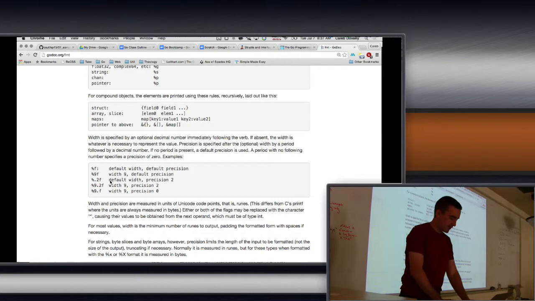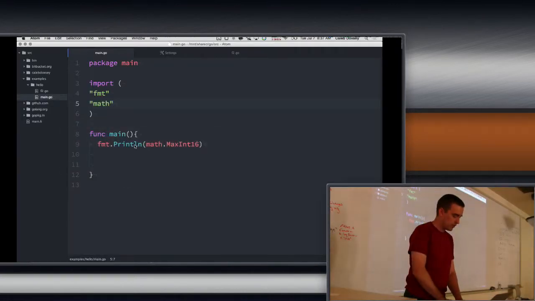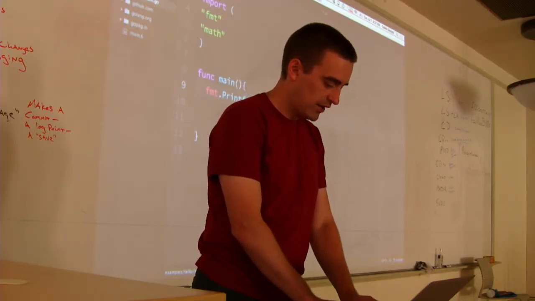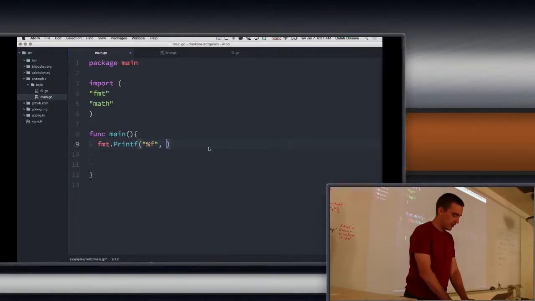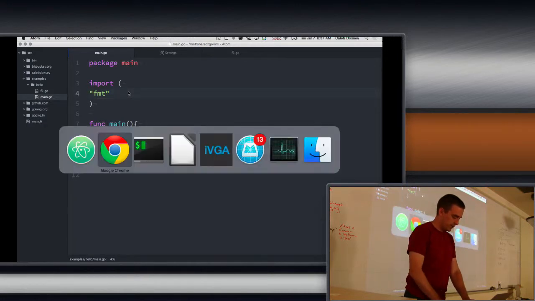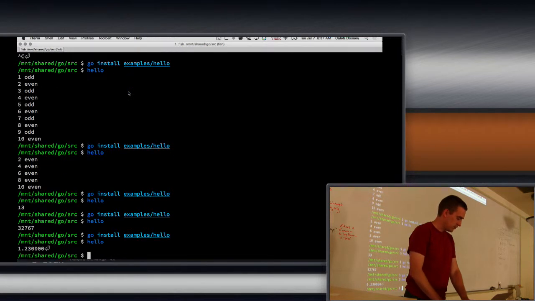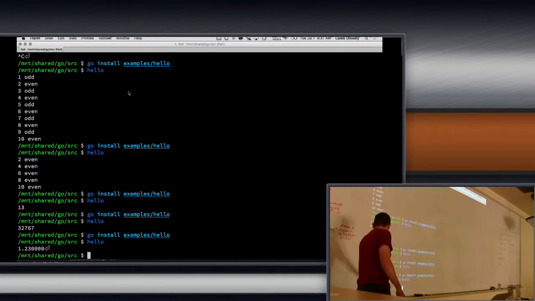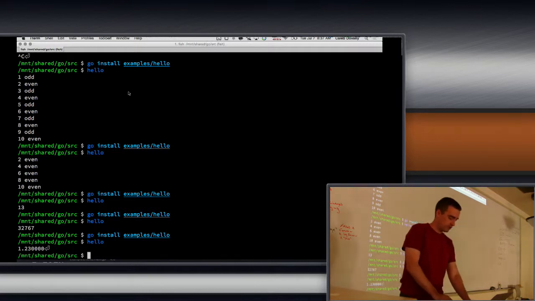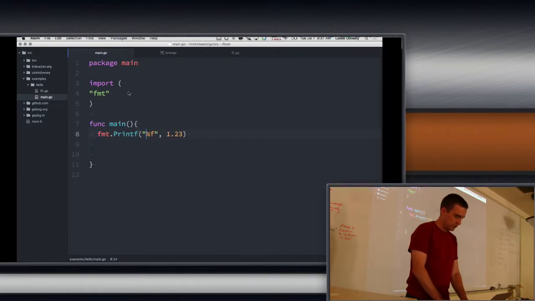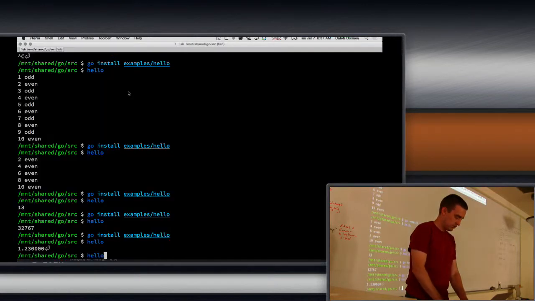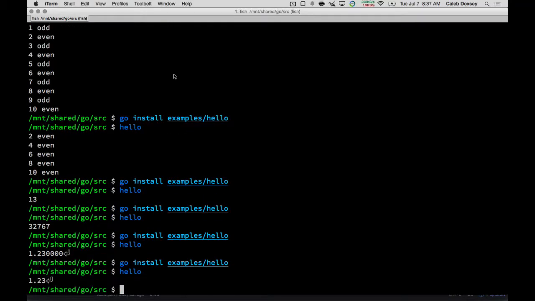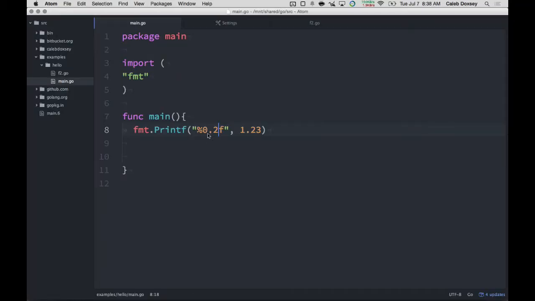So let's try some of those out to see what they'll do. Instead of print line, we say printf. Then we give it a format string and our number. And we run that. It just did a default, whatever it thought was best, 1.23. So let's say we only wanted 2 decimal places. Let's see if that works. There we go. What I did is I added this 0.2.